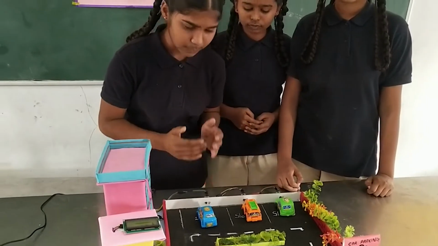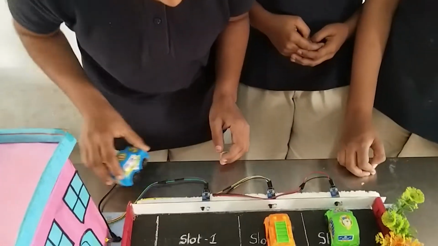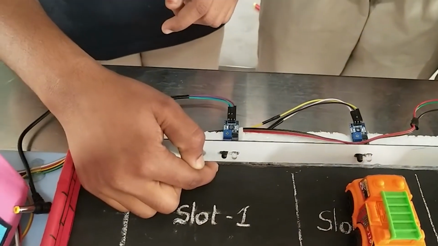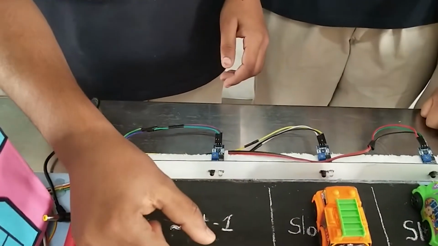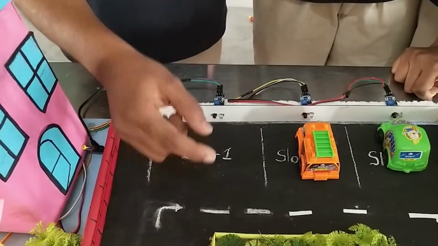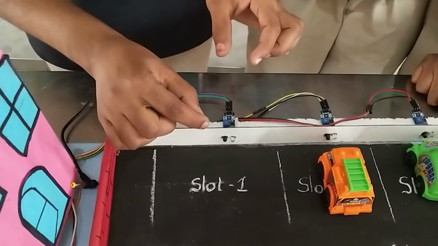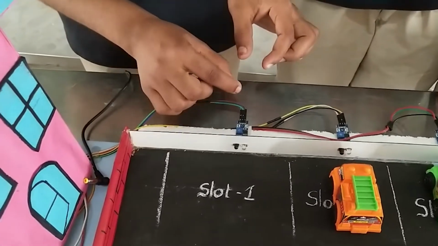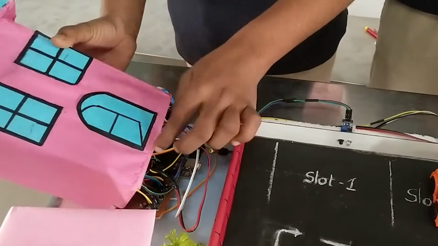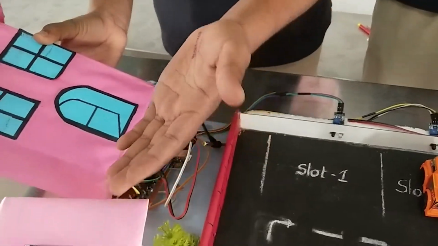Now, the working principle of the IR sensor. An IR sensor has 2 LEDs: one is an IR LED and one is a photodiode. The IR LED transmits the infrared signal. If any object hits the infrared ray, it bounces back, and that signal is received by the photodiode and sent to the Arduino microcontroller, and then sent to the LCD display. We can see the output here.